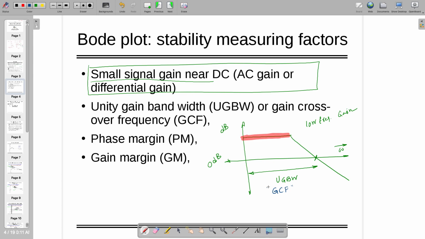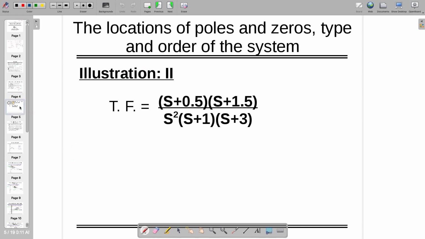Third thing is phase margin and gain margin. Okay, so phase margin is the one. Let's define it afterwards, when we are going to make the phase plot. But before that, let's look at this. And you have to tell me where are the locations of poles and zeros and the type and order of the system. Very quickly, can you tell me?